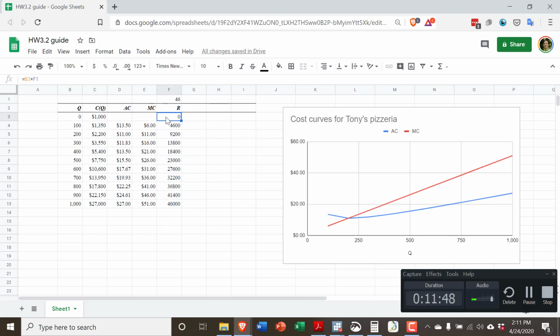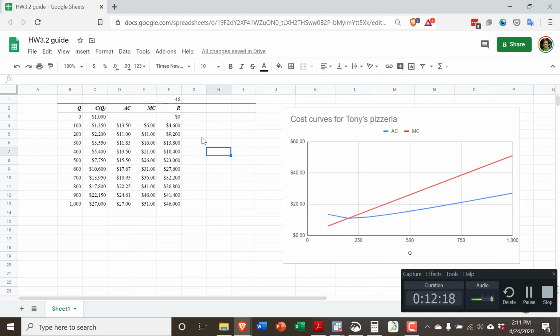All right, and of course everything we're going to be calculating here is actually going to be in dollars. So I will also tell the spreadsheet that, and maybe tell it that we don't care about cents. So the revenue of producing 100 pizzas at $46 would be $4,600. If you produce 200 pizzas, of course, it's going to be twice that, $9,200, and so on.